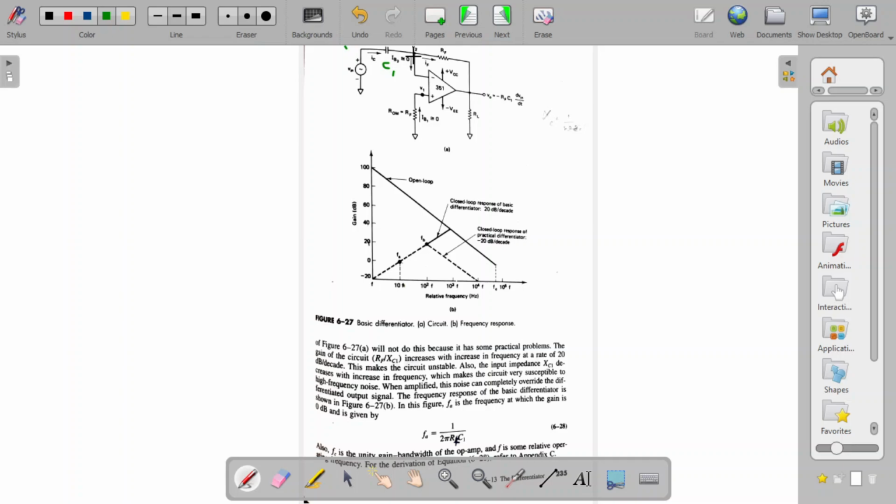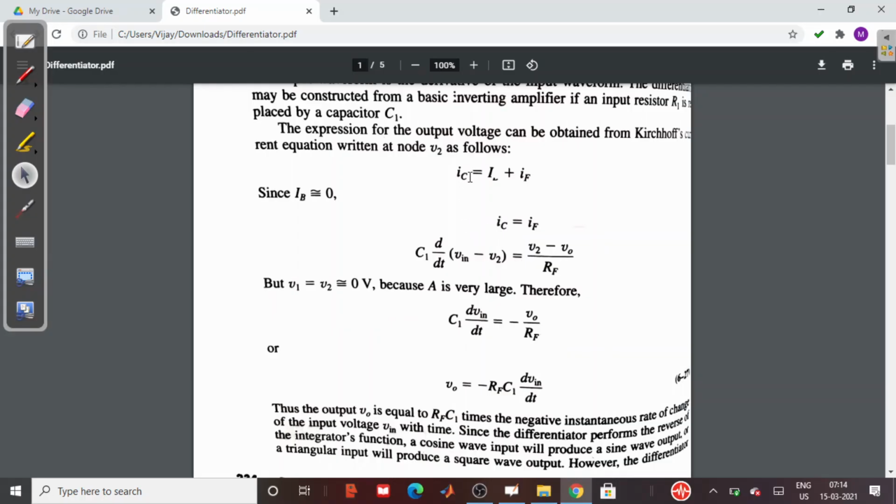Now at this junction, if I write Kirchhoff's current equation, the sum of the current flowing in should be equal to the current flowing out, right? Here the current flowing in is IC. The current flowing out is IB and IF. So I can write IC equal to IF plus IB. But we know that IB is approximately equal to 0. Then I can say that IC is equal to IF, right?